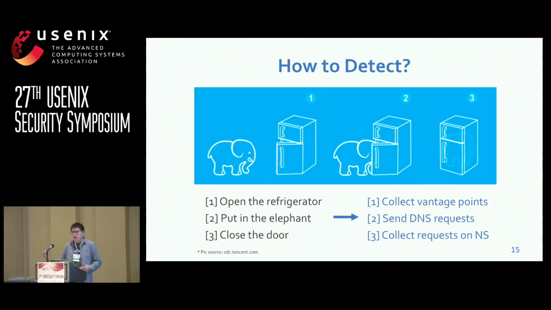So our method is quite simple at a high level. We need to collect large-scale vantage points, generate DNS requests on them, and collect the corresponding DNS requests on our name server. However, just like we cannot put an elephant into a fridge that easily, these three simple steps each pose a challenge to us.